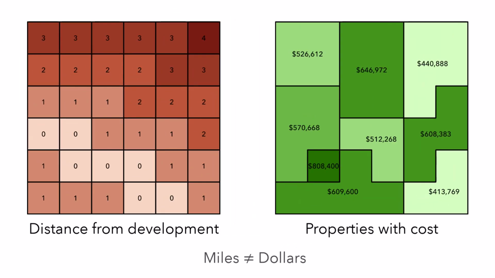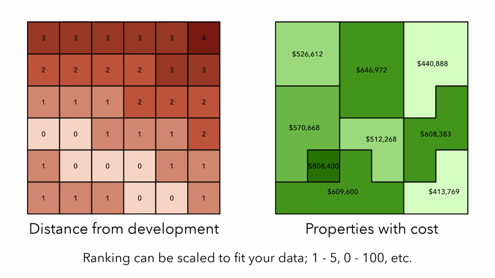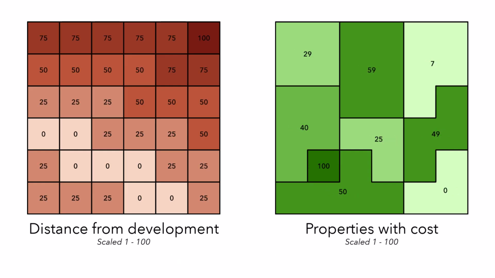Since we can't directly compare dollars to miles, ranking each layer on the same scale allows us to eventually combine them. This ranking could be from 0 to 100 or 1 to 5. It doesn't matter too much as long as the values for all the layers are reclassified to the same scale.